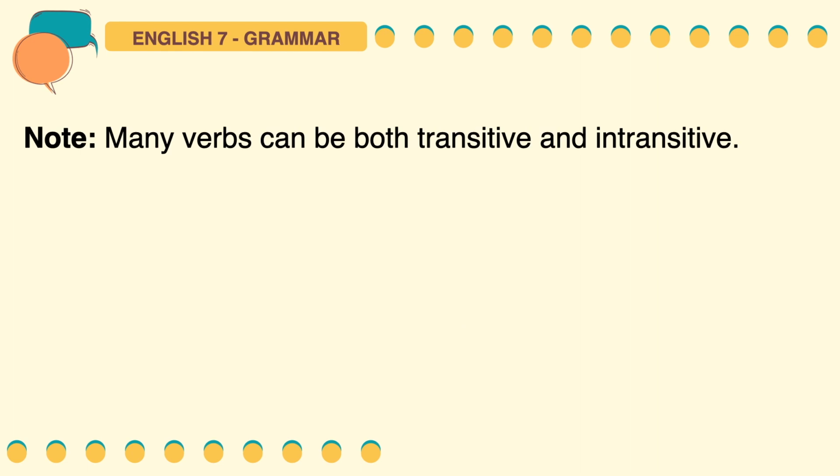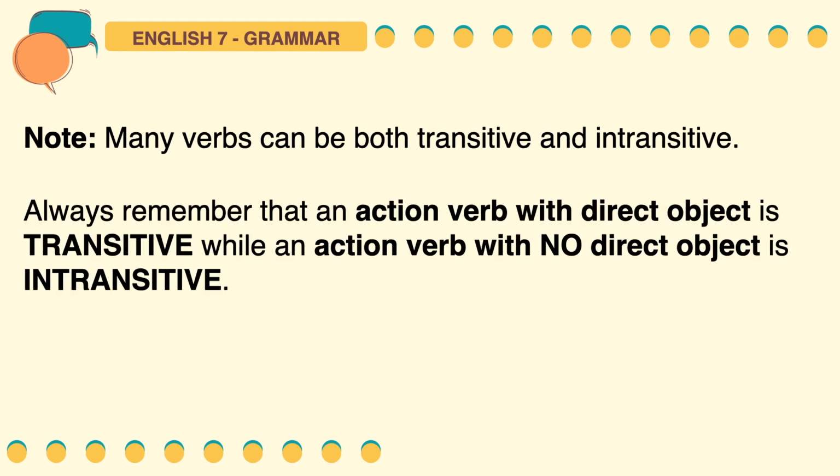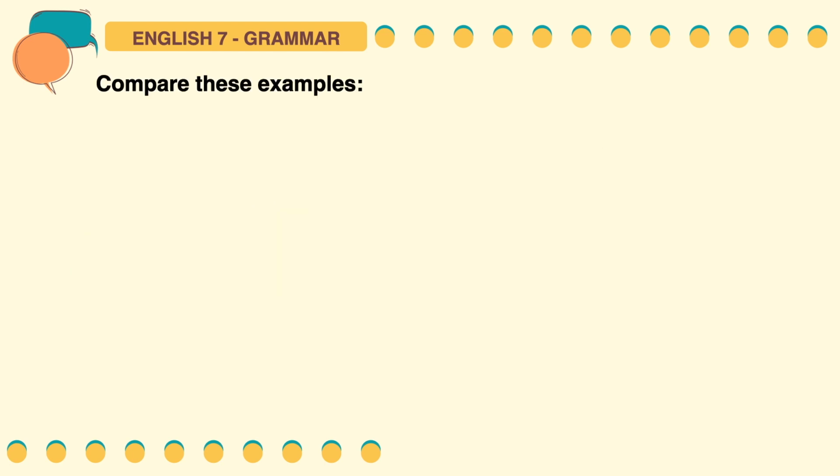Please take note of this. Many verbs can be both transitive and intransitive. Always remember that an action verb with direct object is transitive, while an action verb with no direct object is intransitive. To better understand it, let's compare these examples.